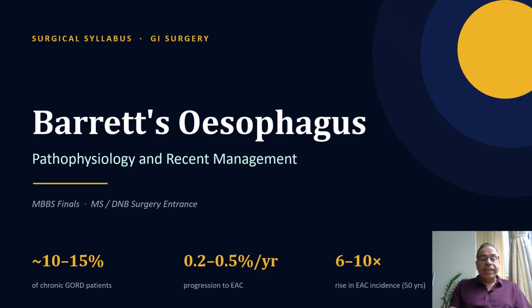Just to find out the exact statistics, we have 10 to 15% of chronic gastroesophageal reflux disease patients who go on to develop Barrett's esophagus. The progression from Barrett's esophagus to esophageal adenocarcinoma, EAC, is approximately 0.2 to 0.5% per year according to different literature studies. And the risk of esophageal adenocarcinoma beyond 50 years is almost 6 to 10 times higher in a patient who has Barrett's esophagus than in a patient whose mucosa is normal.